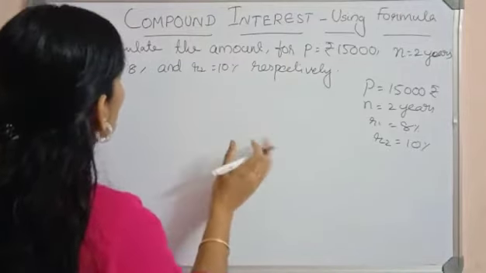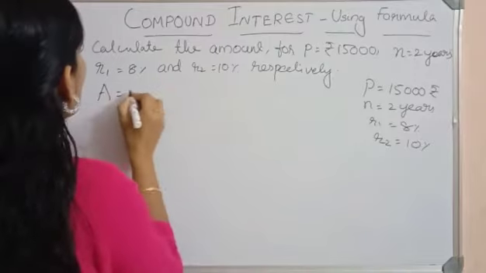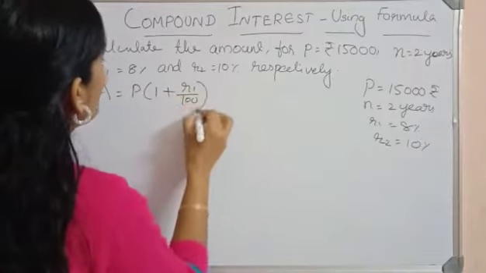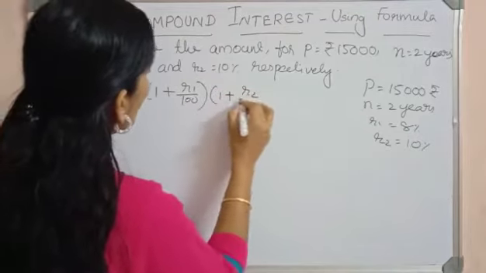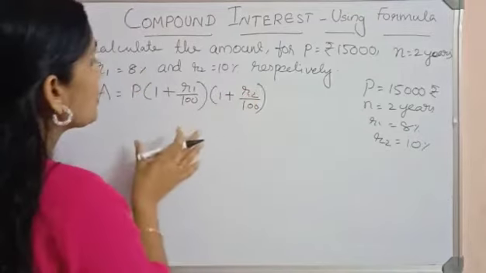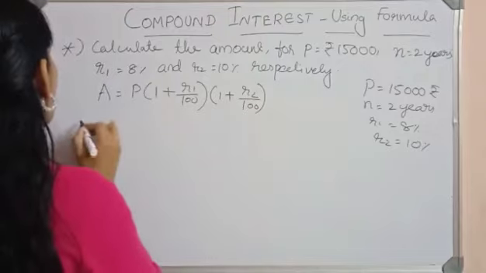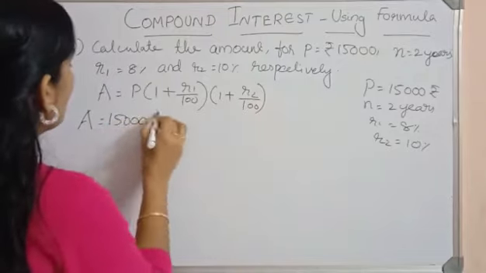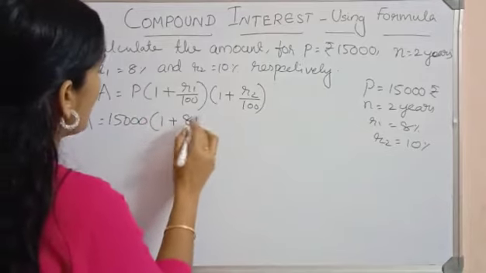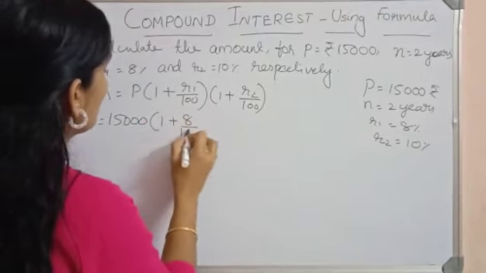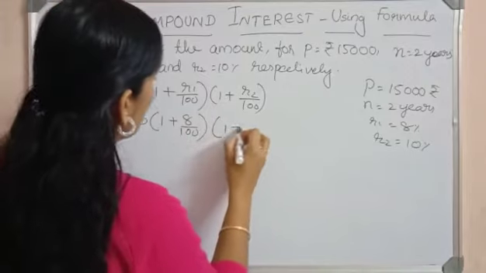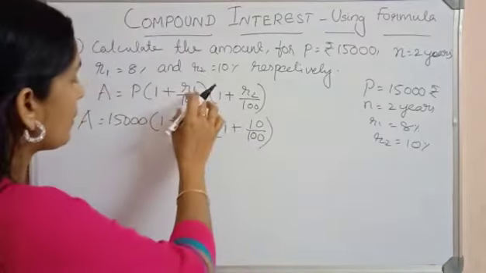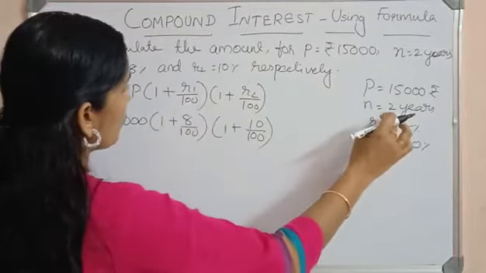different, we have to use the formula A is equal to P into 1 plus R1 by 100 into 1 plus R2 by 100. Let's substitute the values in this equation. We get the amount as A is equal to 15,000 into 1 plus 8 by 100 into 1 plus 10 by 100. Here the power won't come since the number of years are 2.